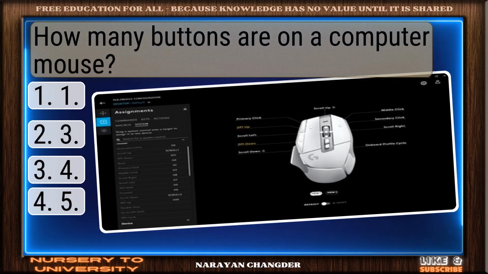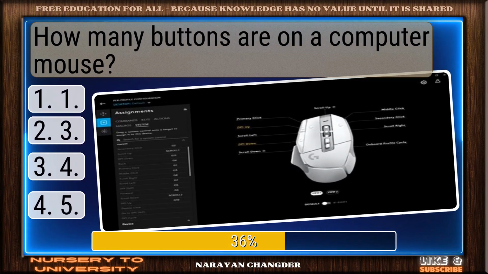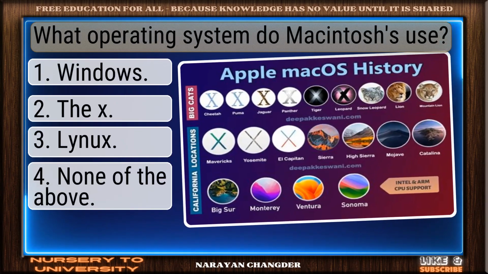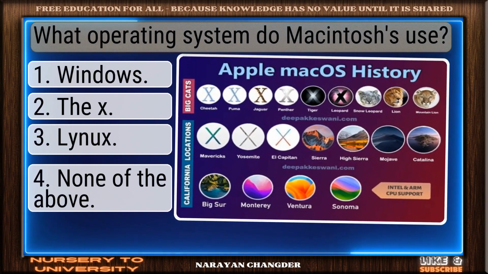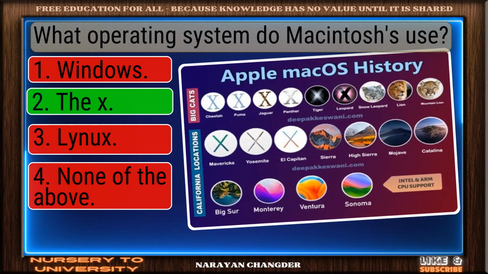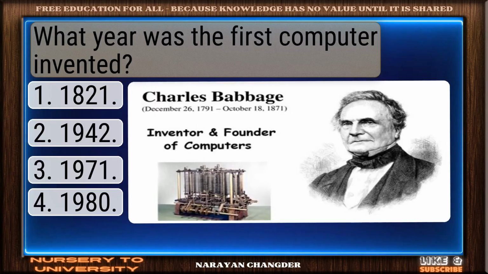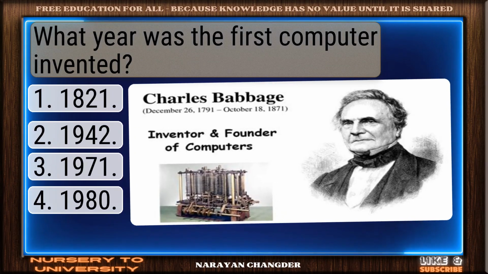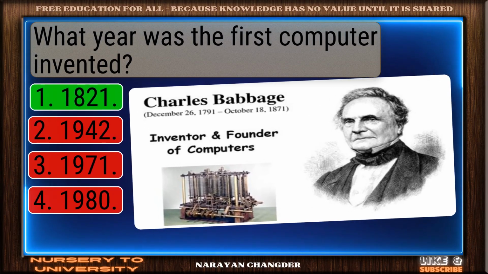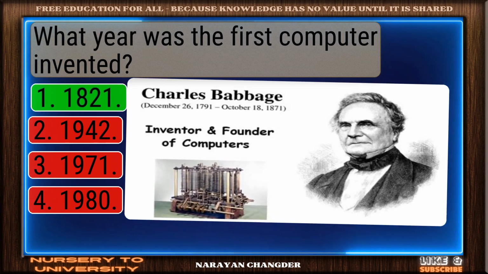How many buttons are on a computer mouse? Good job. 3 works well. What operating system do Macintoshes use? Solid response. OS X is valid. What year was the first computer invented? Perfect. 1820 is the one.